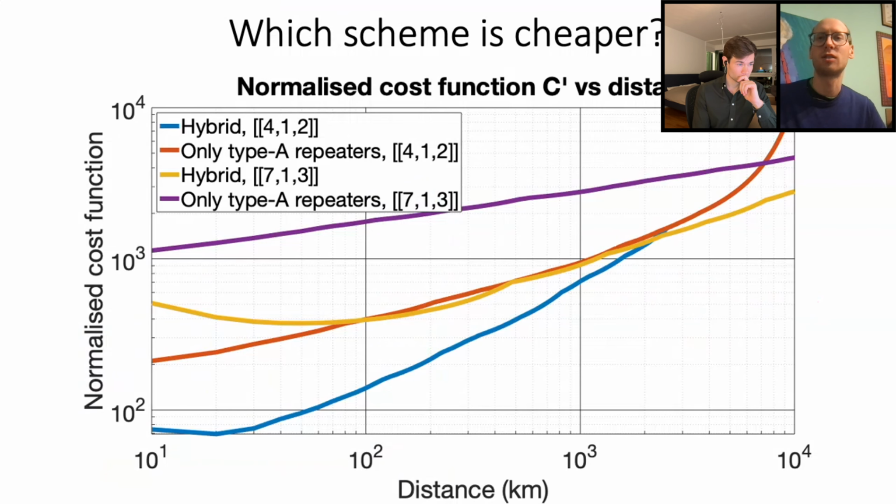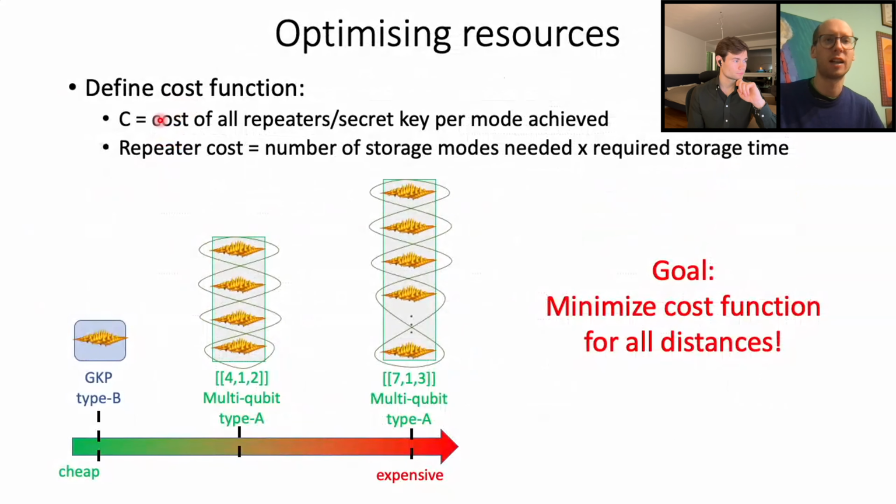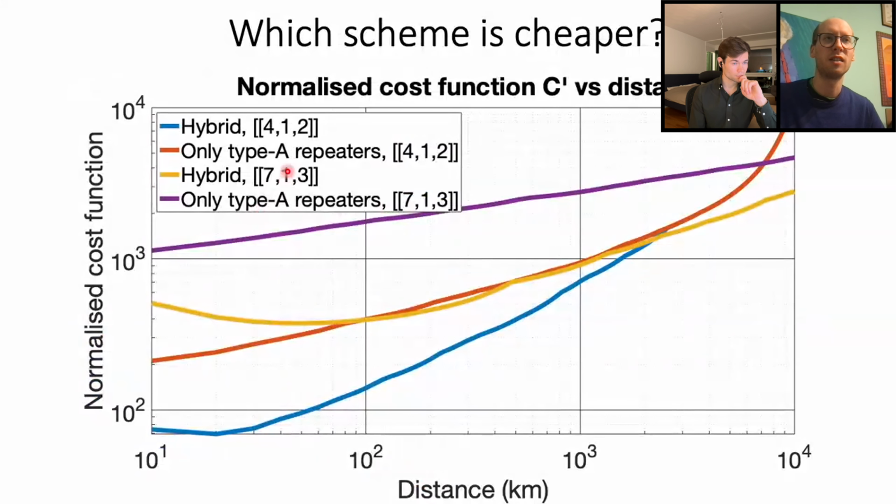Right, so basically the goal is to minimize this cost function, and here we show our arbitrarily defined cost function, which is basically the cost of those repeaters. We have some way of calculating the cost of each of those repeaters depending on how long you need to store those GKP qubits in these repeaters to do all the necessary operations in each of them. And then what we plot here is, as a function of the distance that we want to achieve, the value of this cost function.